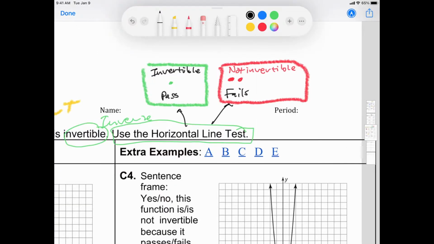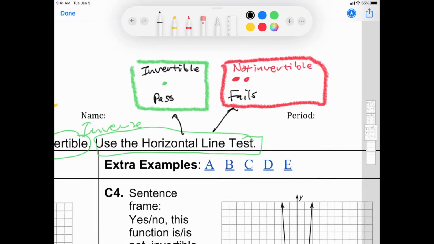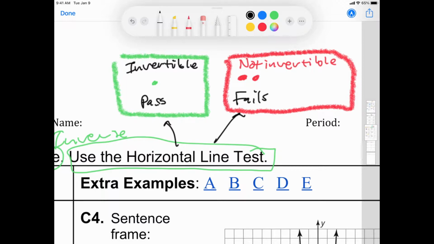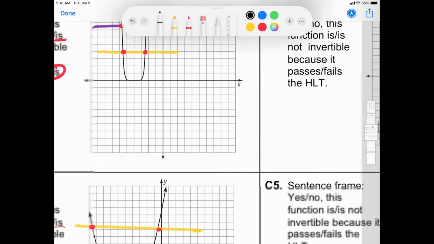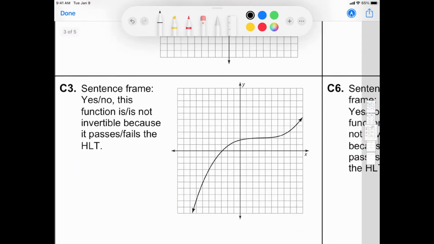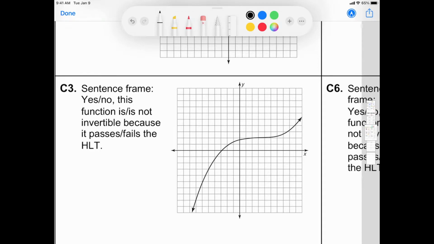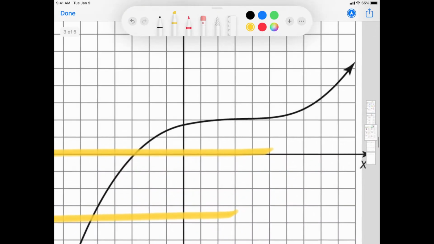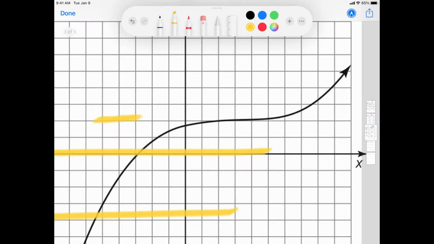All right, in C3, we need to check if this function has an inverse. Remember, we're going to use a horizontal line test. If it has 1 dot, it passes. If it does 2 dots, it fails. It's not invertible. So in C3, I have this function here. And if you're confused, you can always just do a bunch of them. Okay, I'm going to try to do the one that I think most students get stuck on right there.